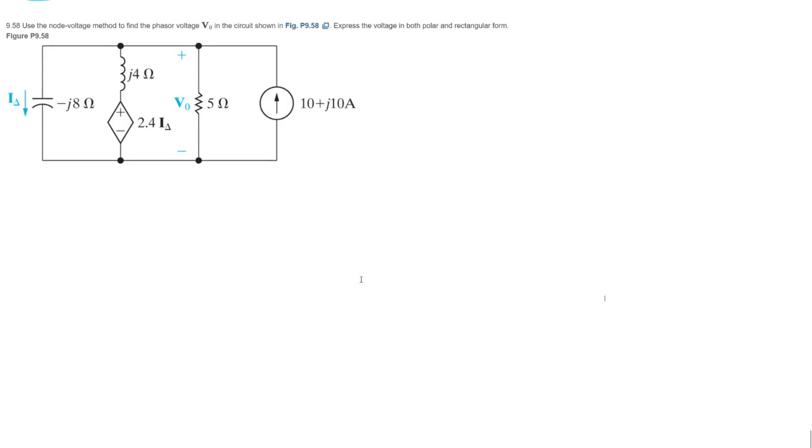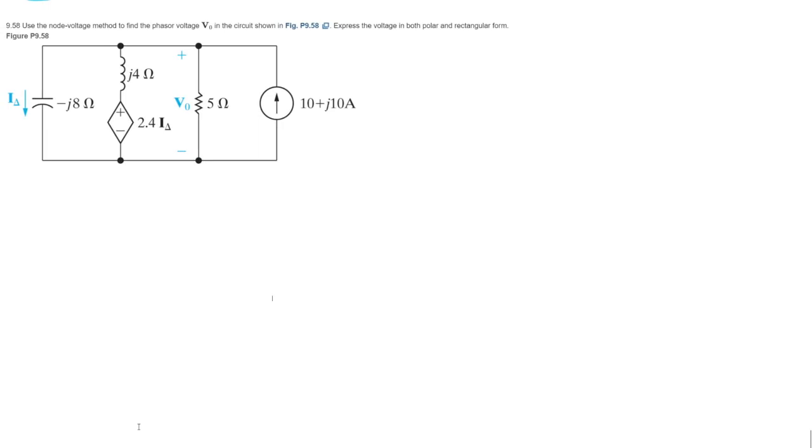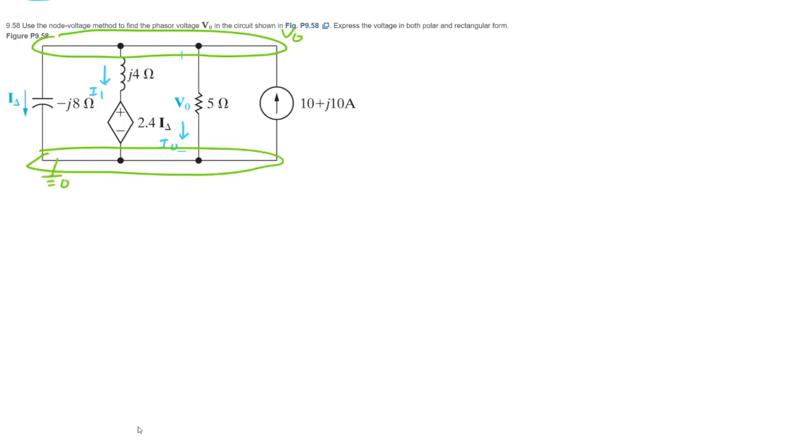Alright, this question once again asks to use the node voltage method, but we're not going to do that. We're going to do universal, because we've been doing this whole time. Why change it now? So I'm going to call this current I1, call this current IO, and I delta's already been labeled. So we only have one voltage in the circuit, which ends up being VO. Call this ground. I want to find the phasor voltage VO and express it in polar and rectangular form. This is pretty easy. Once we get one, we just convert it.